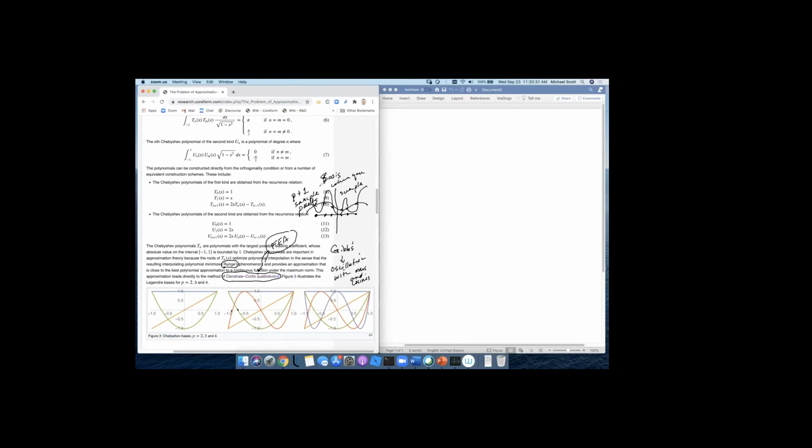And it's all related. Quadrature is really nothing more than this idea of finding a best interpolating polynomial through a given set of points.